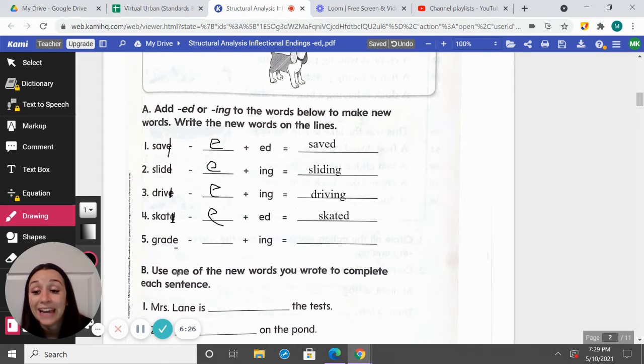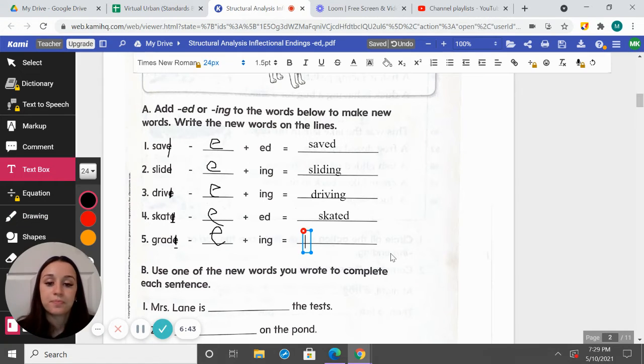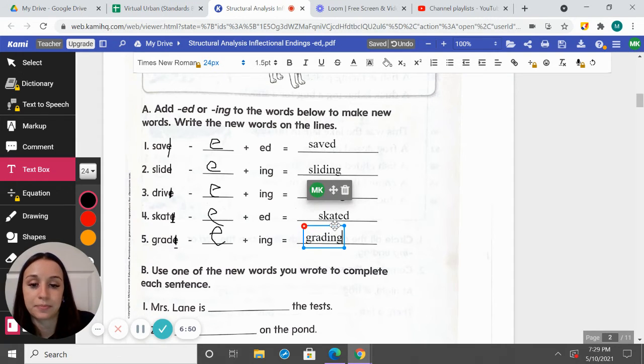I want you to go ahead again underneath skate or skated, or wherever you have room on your paper, and write grading. Go ahead and pause me. So we have that silent E, so we drop it, get rid of it. And that leaves us with G-R-A-D, and then ing, grading.